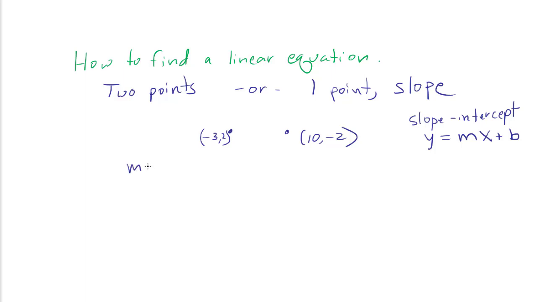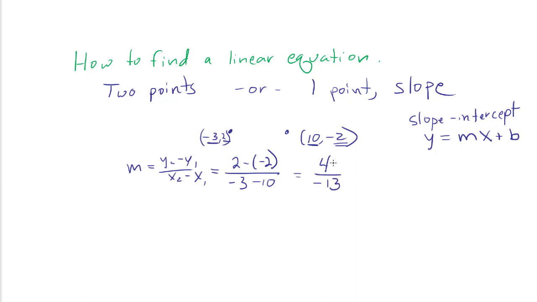m equals (y2 minus y1) over (x2 minus x1), which is, in this case, 2 minus -2. And by the way, I could choose either point to be my (x2, y2) or (x1, y1). I just have to stay consistent, okay? So I have to use this as my x2 then, -3, minus my x1, which is 10. The result for the slope here would be 2 plus 2, which is 4. And -3 minus 10 is -13.